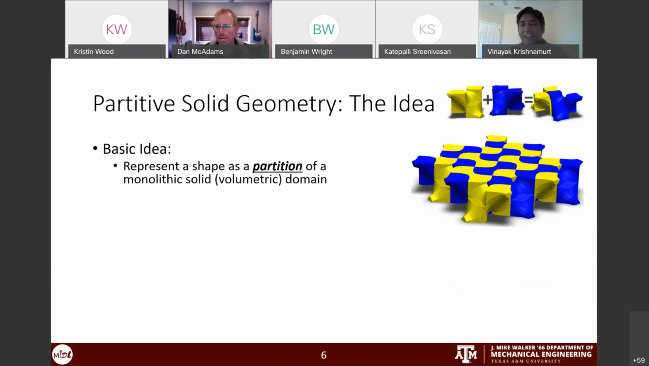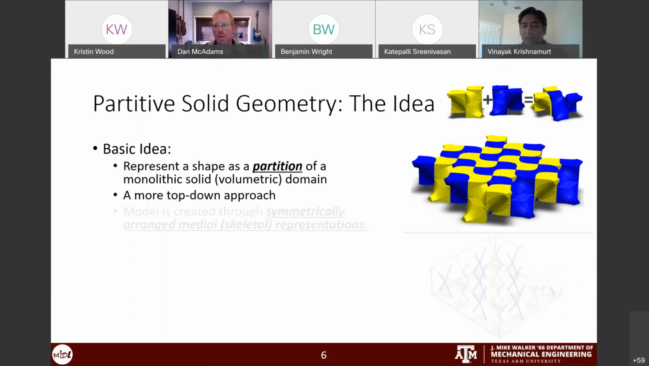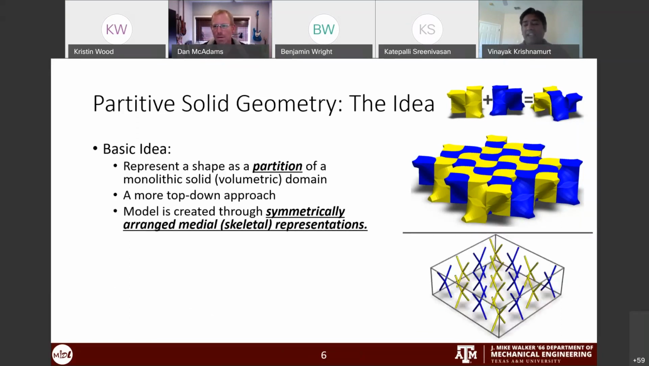The only question that I ask is, how can you partition that volume into some interesting pieces? Okay, why you need that partition and why interesting pieces, that we'll discuss a little later, right? So this is a more top-down approach, and the basic idea is to see whether we can represent these partitions in terms of spatial symmetries and in terms of medial geometries. Medial meaning skeletal geometries. Okay.